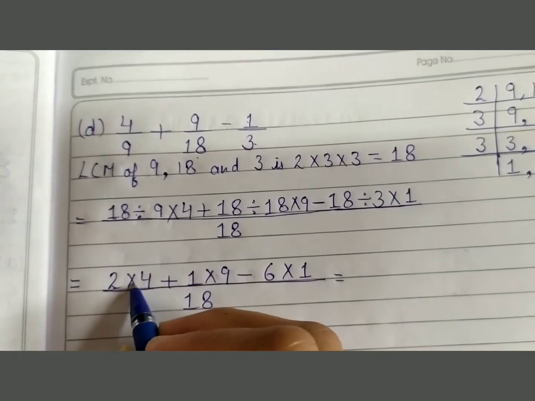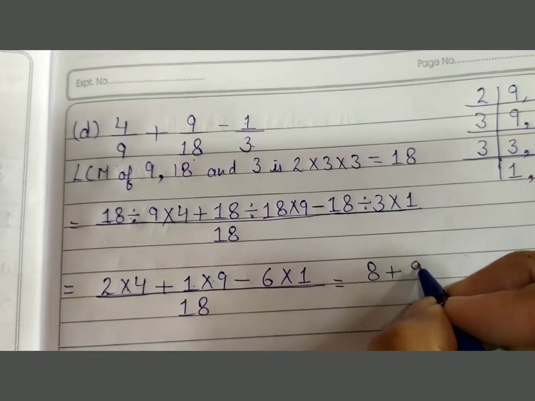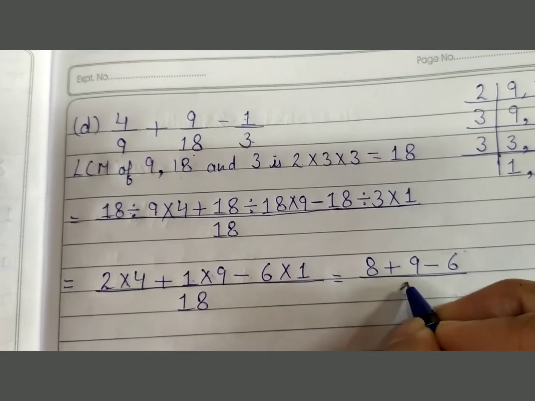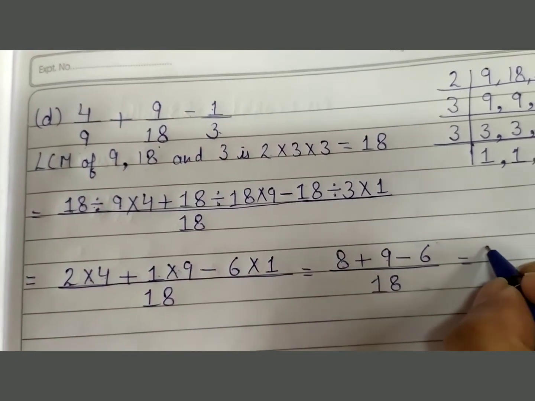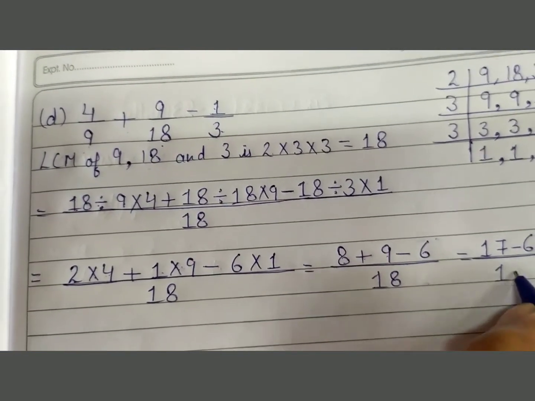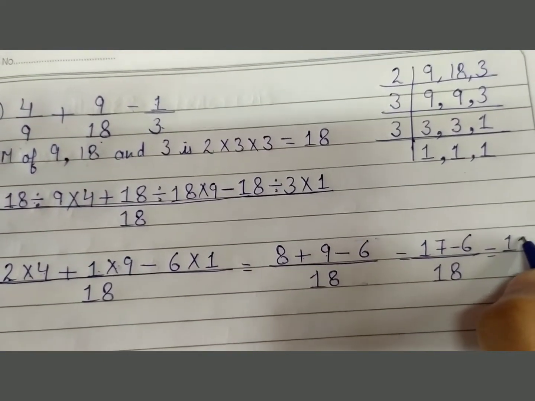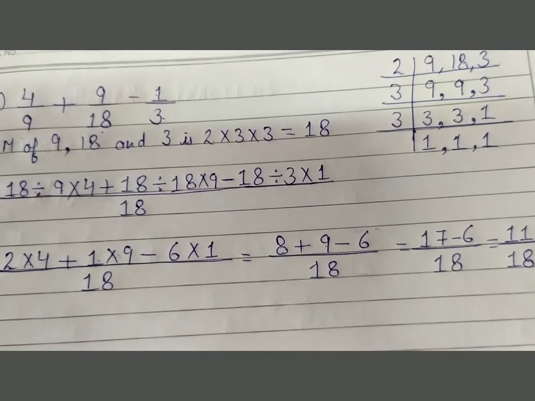2 multiply 4 is 8 plus 1 multiply 9 is 9 minus 6 multiply 1 is 6, upon 18. 8 plus 9 is 17 minus 6 upon 18. 17 minus 6 is 11 upon 18. This is the answer. Question number 3.